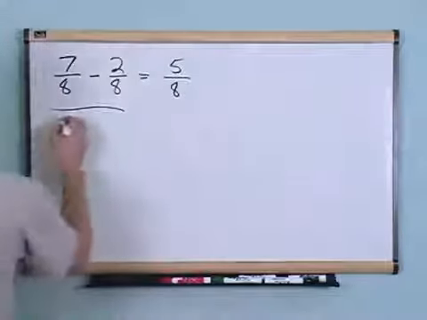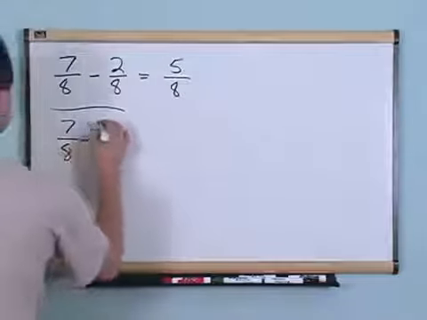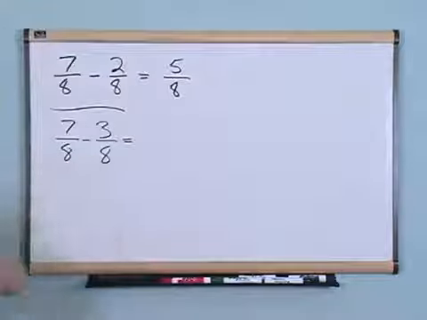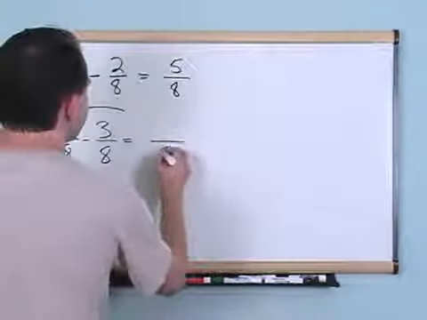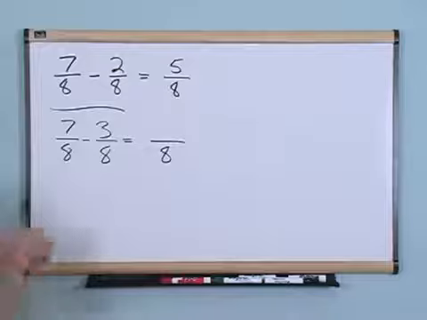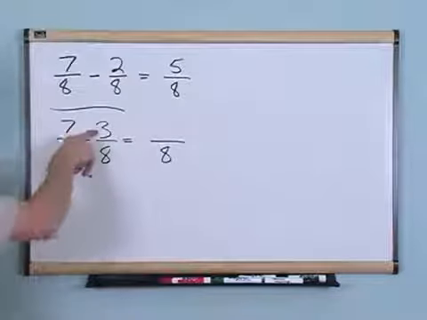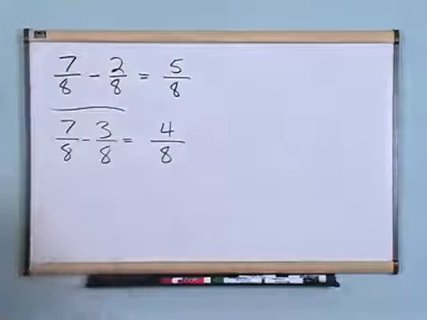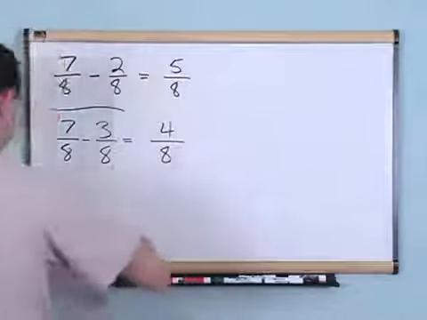Okay, what if you had 7/8 minus 3/8? First thing you check, is the bottom number the same? Yes, it is. So keep it there. I don't do anything else, just leave it there. And then on the top, 7 minus 3 is going to give you 4. You just subtract the top, you get 4/8. Then the question is, is there anything you can do to simplify this fraction?